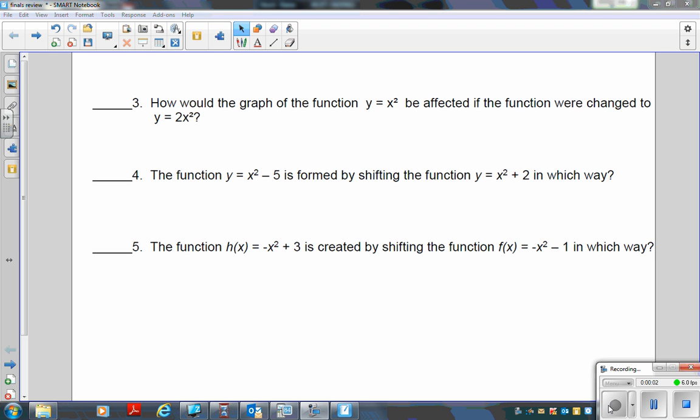All right, this is the review for the final. Now, I don't have enough time to do every single question, so I only chose the ones that are going to be covered on the test. So we're going to start out with question number 3.